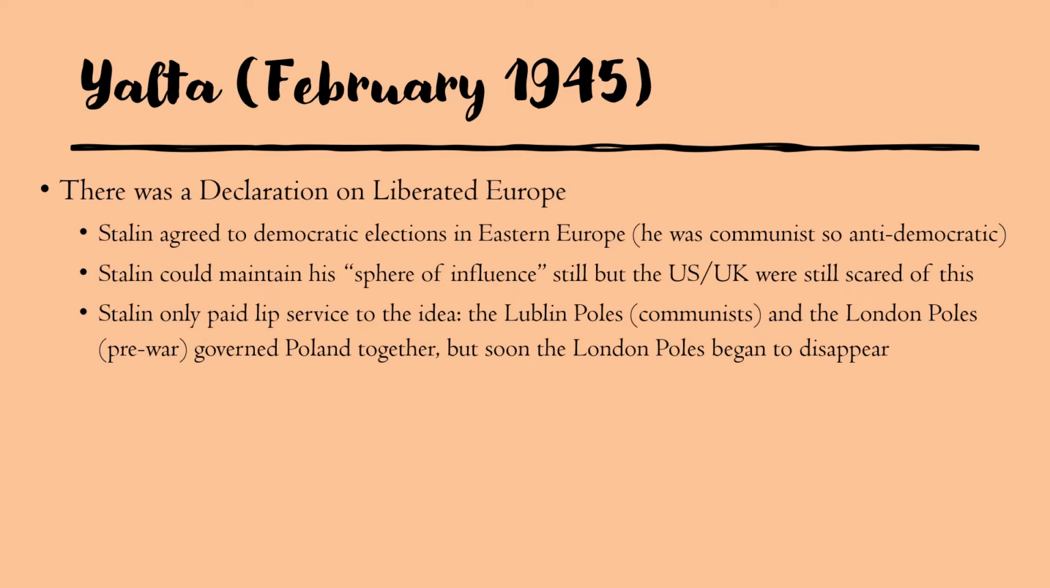So the first effect was that there was a declaration on liberated Europe. Stalin agreed to hold democratic elections in the Eastern European countries that he had occupied. He was communist. Communism isn't democratic, and so this was a big concession for him. He was allowing these countries to decide how they wanted to be ruled. They could be ruled by communists. They could choose not to as well. And this obviously was a threat to his influence over these countries.